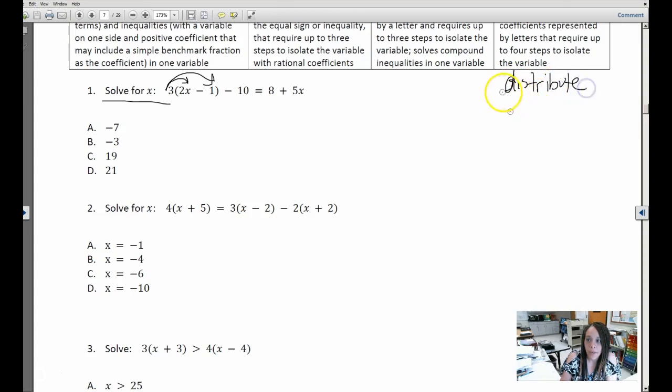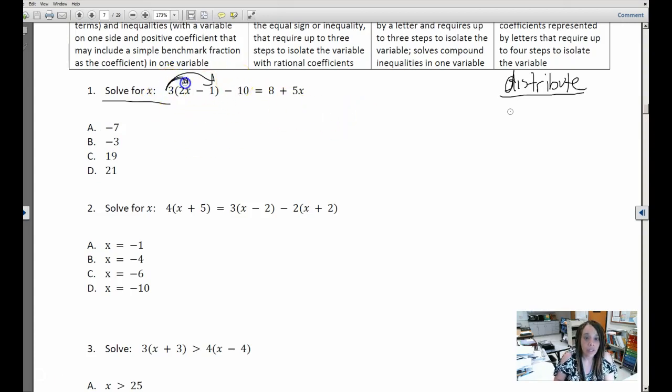Distribute, boom. This can be a first step in many questions on your algebra EOC because they're not just going to give you something like x plus 5 equals 12. They're going to give you things to know. Do you know the rules and what to do? All right, so with this distributive property here, I'm going to just distribute that 3.